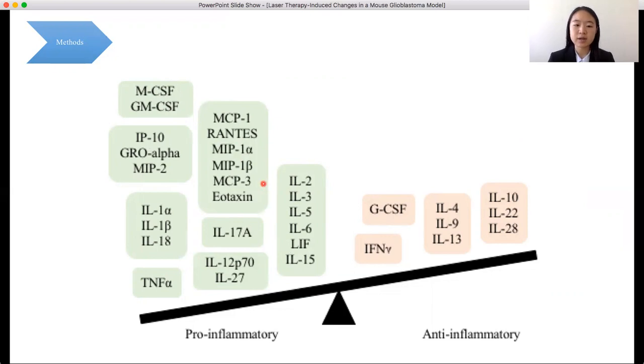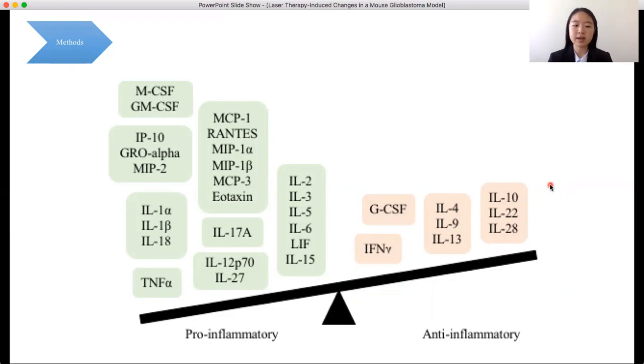But again, these cytokines are very complex. They're often involved in multiple different processes interacting with one another, and depending on their context, they can play multiple roles in mediating inflammation. However, I chose to display this in a more binary way in order to simplify the way that we're thinking about what is happening within the brain.